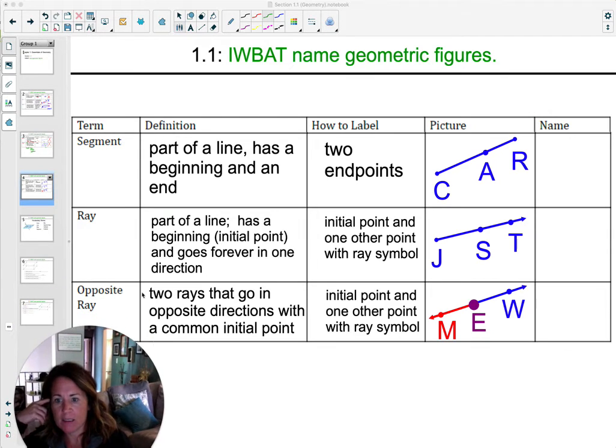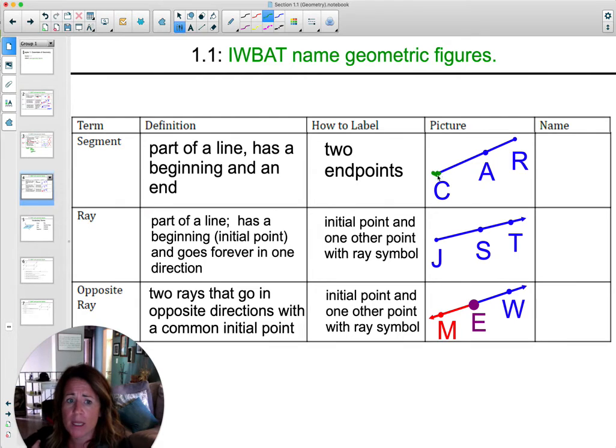A segment is just part of a line. The line, like we talked about, has arrows on either end and goes on forever, whereas a segment starts and stops. It has a starting point, it has a stopping point, and you could measure it. You could tell me how long this was with a ruler. Those are called endpoints. So C and R are called endpoints, and that's what you have to name this segment with. You have to use the endpoints, C and R, and you draw a segment.